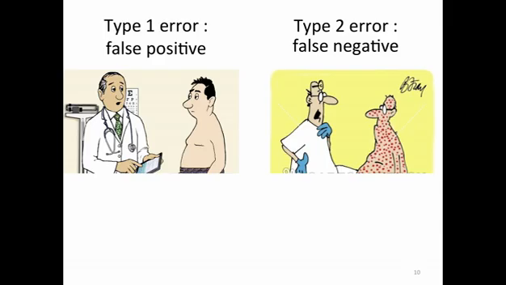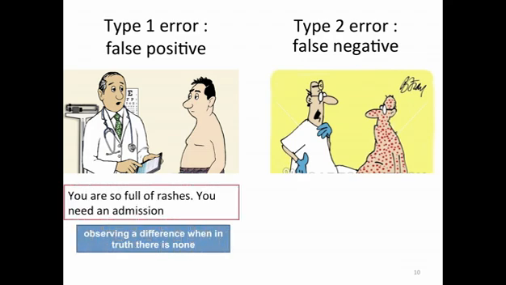Now in this figure, I will try to illustrate type 1 and type 2 error using cartoons. The figure on the left tells you what it means to commit a type 1 error. You see someone with no rashes, but you conclude that they are full of rashes. You observe a difference when in truth there is no difference. This is type 1 error.